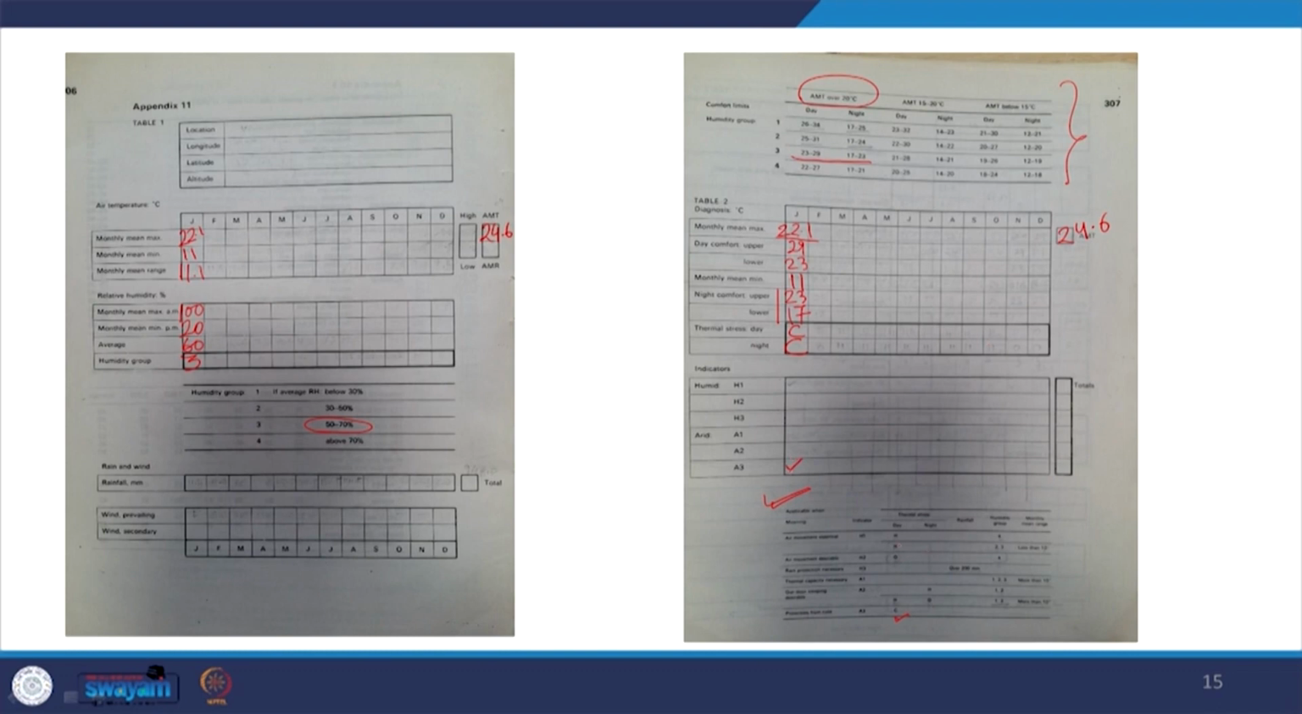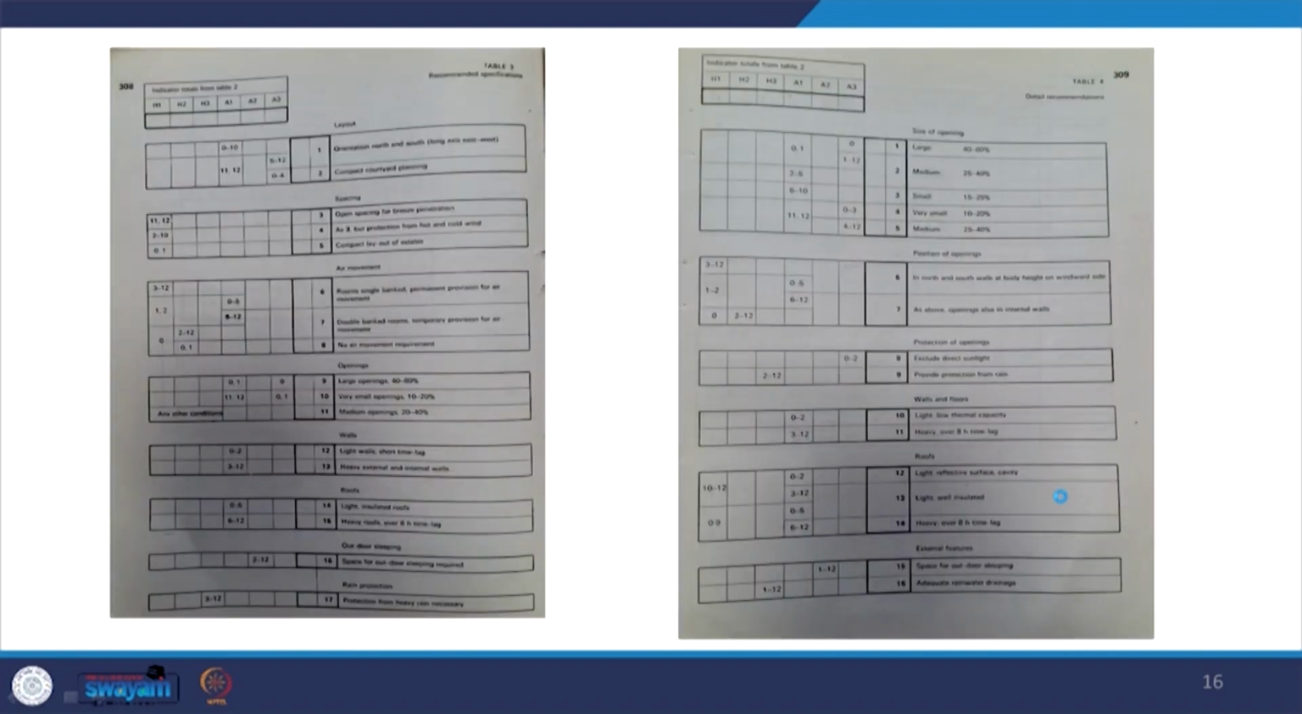For other months, suppose we have H, so we place the groups. We have the rainfall, we have the thermal stress during day and night, and we have the humidity group, we also have the monthly mean range. Together we can find out which indicators are applicable. Once we have done that, we total up how many H1s are there, how many H2s are there, H3 and A1, A2 and A3. And like that we will have the total number of indicators.